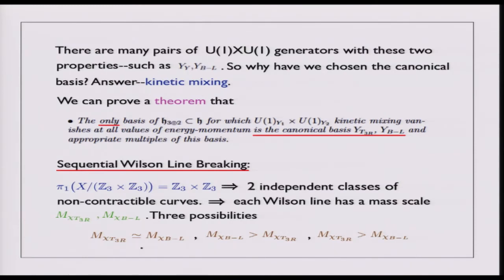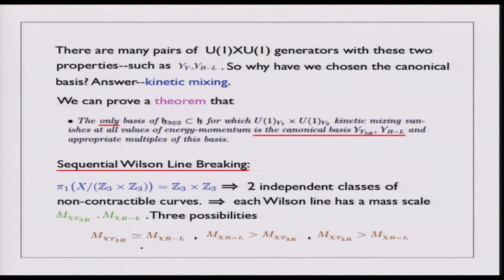There were many U(1) cross U(1) generators I could have chosen, such as hypercharge and B minus L. Why did I choose the ones that I did? That's because we can prove a theorem that the only basis with a U(1)_Y and a U(1)_Y2 where there's no kinetic mixing, either initially or when you scale down in the renormalization group, is precisely T3 right and B minus L. This aids the calculation infinitely, so we use this particular basis. However, be my guest and rotate it at any given time that you want, and you work in any basis you want, and you'll still get the same physics results at the end.